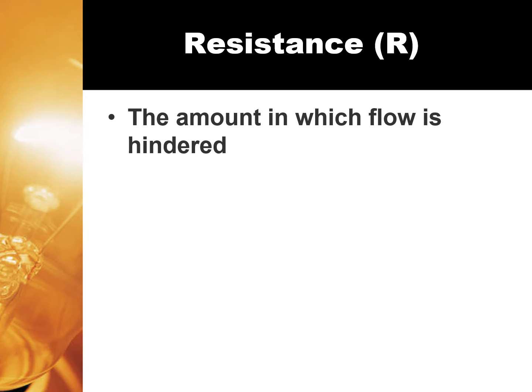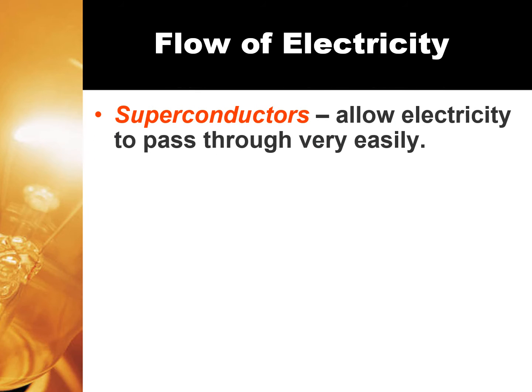Resistance is the amount by which flow is hindered, and basically it's measured in units of ohms, and that's a Greek letter omega used for the units. Now there are 4 categories that we kind of put materials into. The first category is superconductors as far as resistance is concerned. Superconductors have very, very low resistance. Usually these are certain types of materials at very, very cold temperatures. There's little to almost no resistance at all.